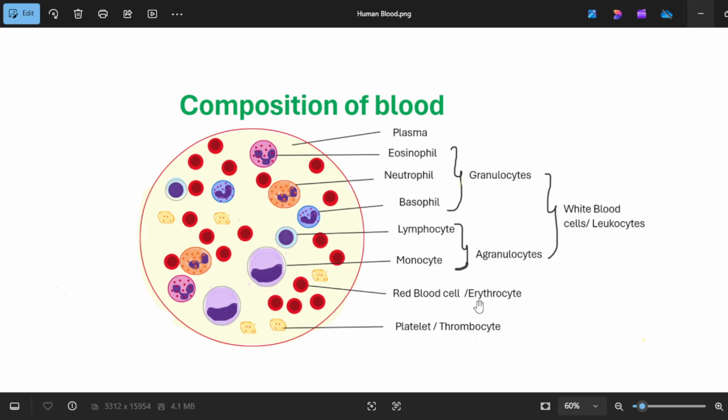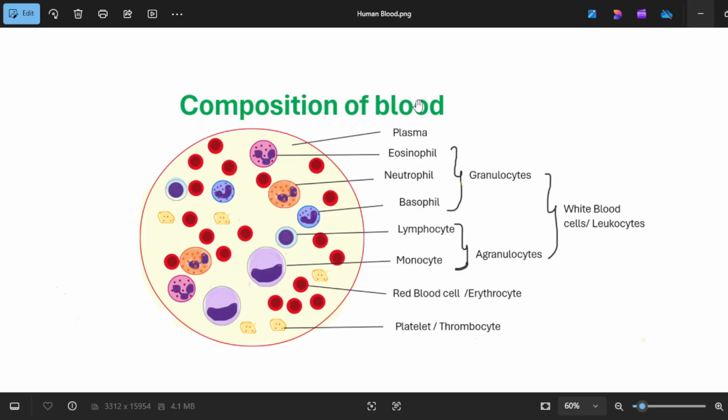Next are the red blood cells. They are also called erythrocytes and they are red in color. So these are red blood cells. Next is the small fragments, platelets. These are called thrombocytes, the other name. For white blood cells, the other name is leukocytes.